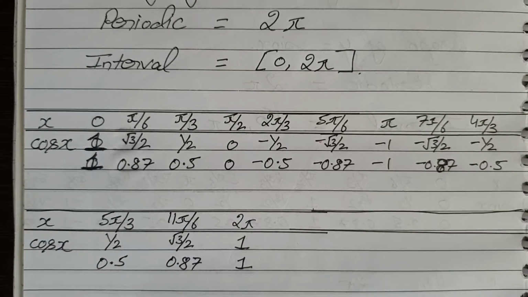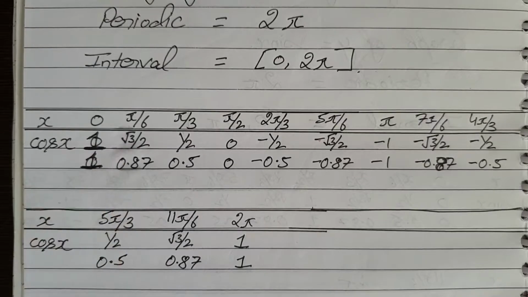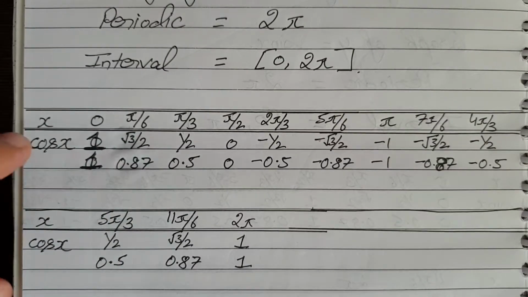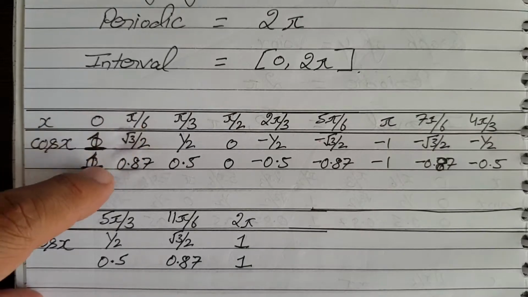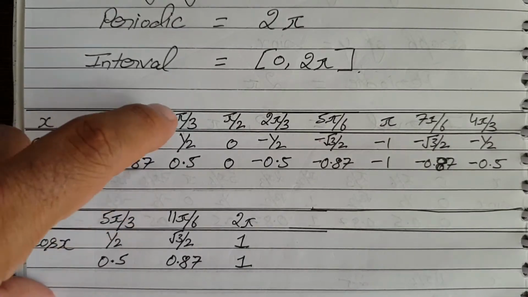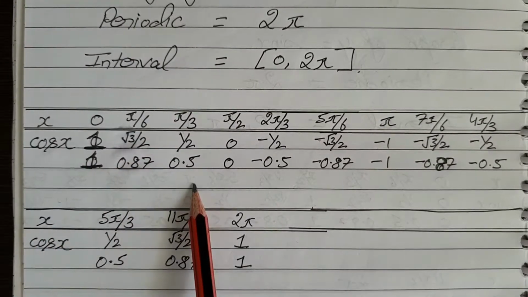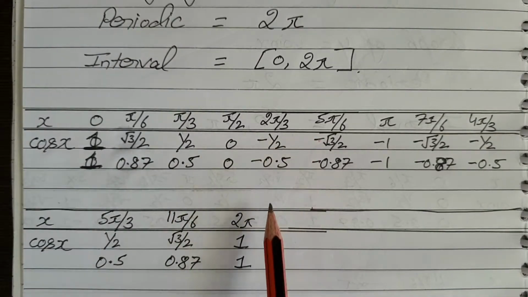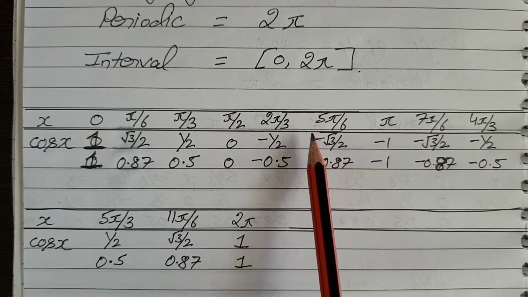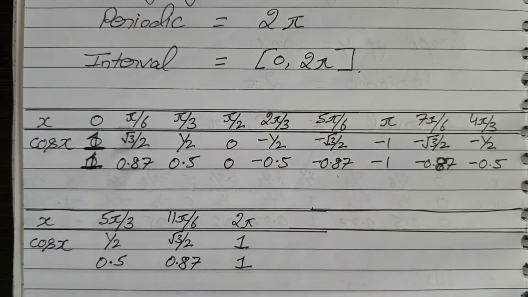Now, see cos 0 is 1. As you can see, this is 1 only. Cos pi by 6 is root 3 by 2, which is 0.87. Similarly, cos pi by 3 is 0.5. Cos pi by 2 is 0. Cos 2 pi by 3 is minus 0.5. Cos 5 pi by 6 is minus 0.87. Cos pi is minus 1.